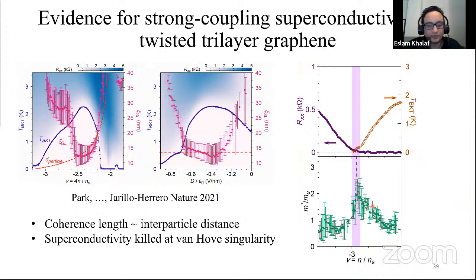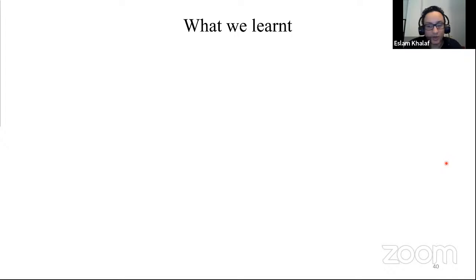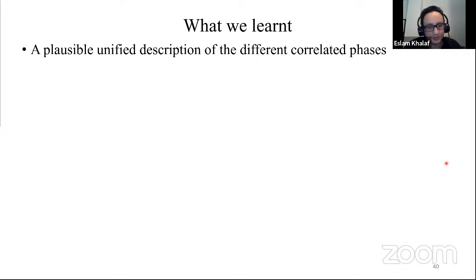So at the end of my talk, let me get back to the main questions I posed at the beginning and just summarize what we have learned. My goal was to formulate a theory that presents at least a plausible unified description for the different correlated phases in the system. I posed at the beginning a few questions, so I'll try to revisit these questions now with the answers that are presented by the strong coupling theory.